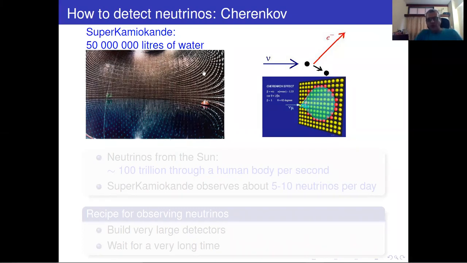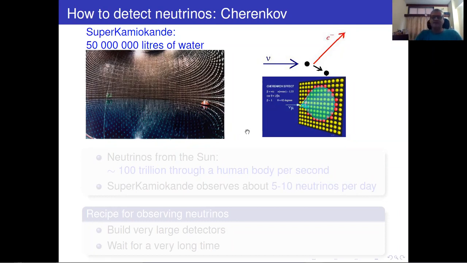So now, why photomultiplier tubes? The idea is that neutrinos will interact with either a nucleus or electrons and will give out a charged particle. In this case, I have shown an electron. Now, if this electron is traveling very, very fast, faster than the speed of light in water, then as you perhaps know, it produces what's called Cherenkov light.